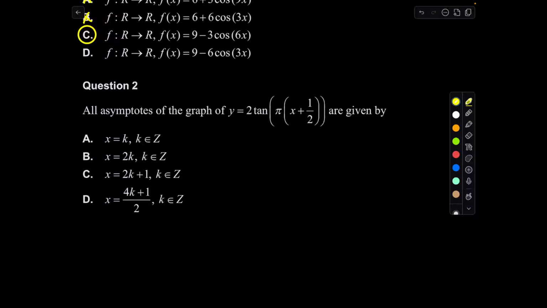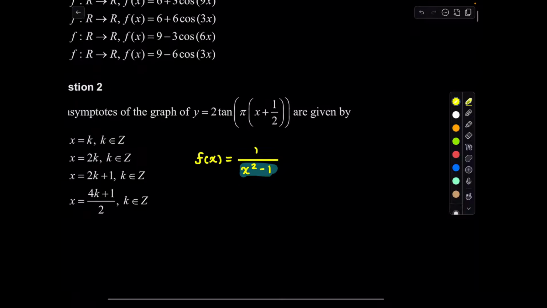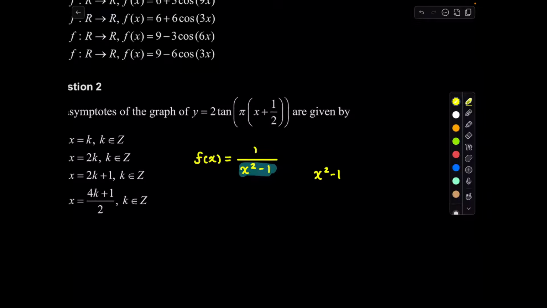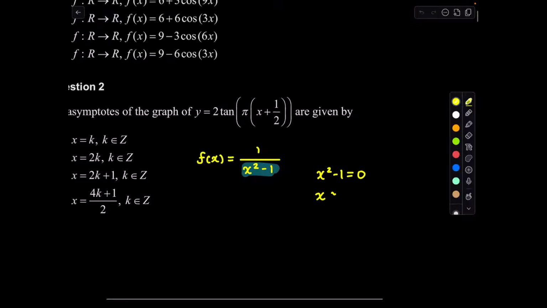Now, for those that don't know, if you have a quotient function, quotient means a division function, like in this case, let's say 1 over x squared minus 1. If you ever want to find the vertical asymptotes, you just take the denominator of the function, make it equal to 0, and solve for x. That's what you do to find the asymptotes for quotient functions. So that would be x squared minus 1 equals 0, so x equals plus or minus 1. So that is our asymptote. Is that easy? Think of it like that.